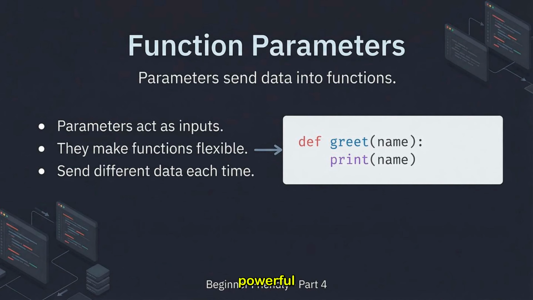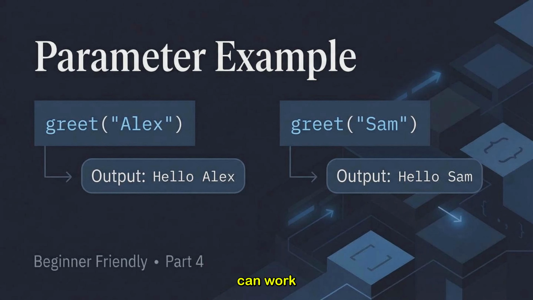Functions become more powerful when we give them data. Parameters allow us to send values into a function. This means one function can work with different values. This saves a lot of code.